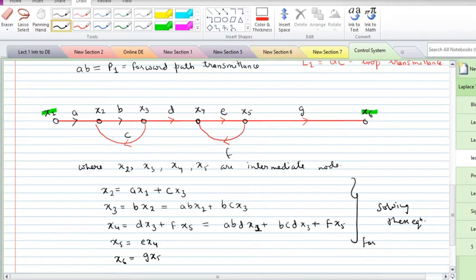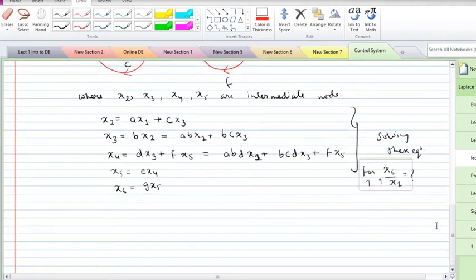Now solving these equations for X6 by X1, because this is the total transfer function of this signal flow graph, we will reach this point, that is T is equal to ABDEG divided by 1 minus BC plus EF plus BCEF.